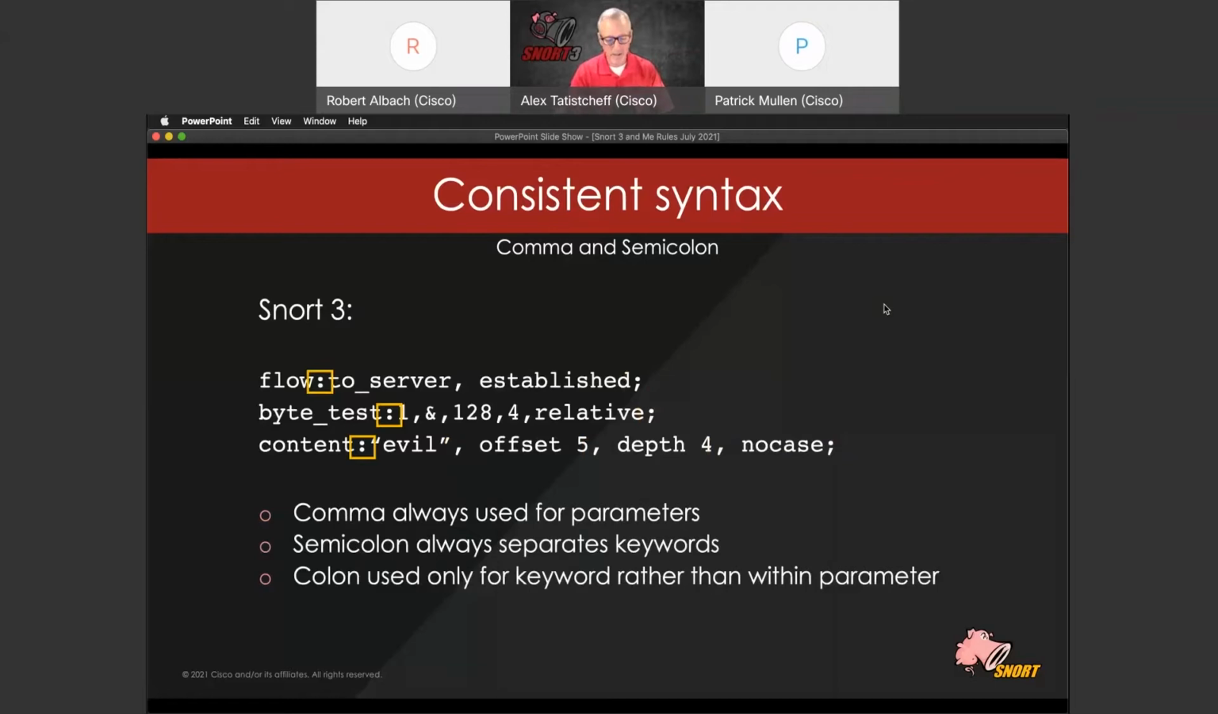Here are the parameters. If you notice the offset and depth, they just have spaces between the offset and depth and the number rather than a colon there. So those are, again, consistent syntax. Things are a little easier to read for someone who just doesn't have years of Snort 3 or Snort 2 experience.